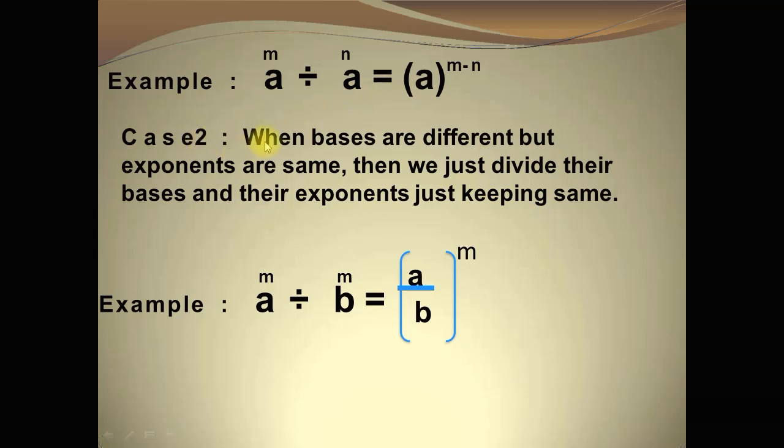Now case number 2, when the bases are different but the exponents are the same. In this example, the bases are different and the exponents are the same. Then we just divide their bases and keep the exponent the same. So in this example, a power m divided by b power m. Since the bases are different, we divide the bases, a by b, and keep the exponent the same.